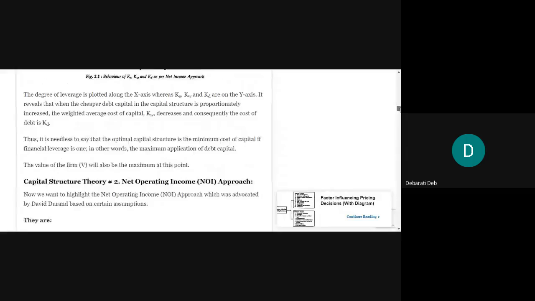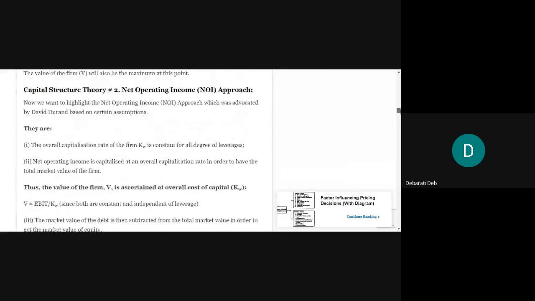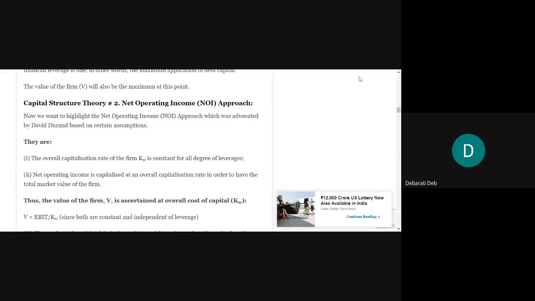Good morning to everyone. So today we will start with the net operating income approach. Yesterday, what was the name of the theory that we did? Anyone tell me? What was the name of the theory?